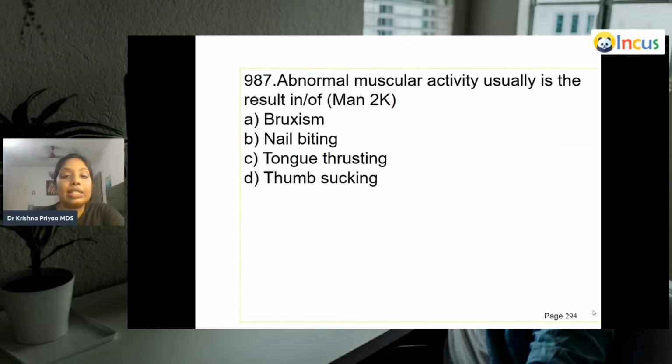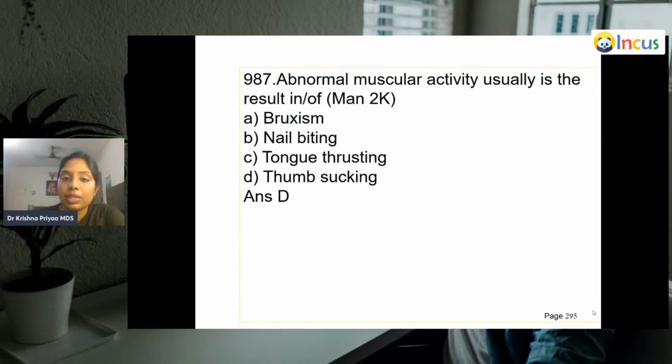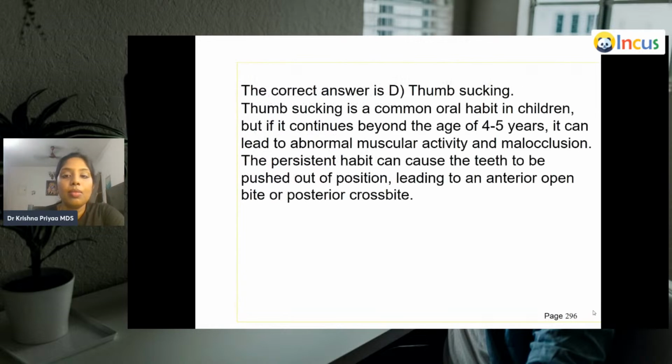The next question is: abnormal muscular activity is usually the result of? So we are talking about muscular activity. Why is muscular activity coming in here? It can either be because of bruxism, which is the clenching of the teeth together, nail biting, tongue thrusting, and thumb sucking. So the one associated with muscular activity, as we already saw, is thumb sucking. The associated muscle is the buccinator muscle. Yes, because as we've already seen, only up to 4 years thumb sucking is very common, and above which psychological counseling or reminder therapy or mechanical appliances should be given to prevent it.